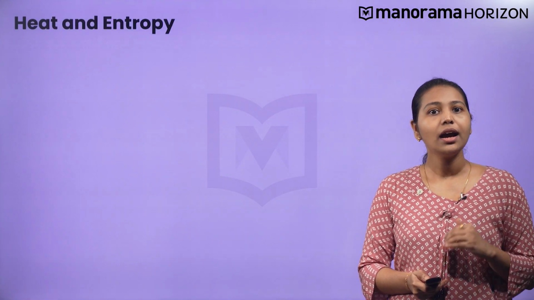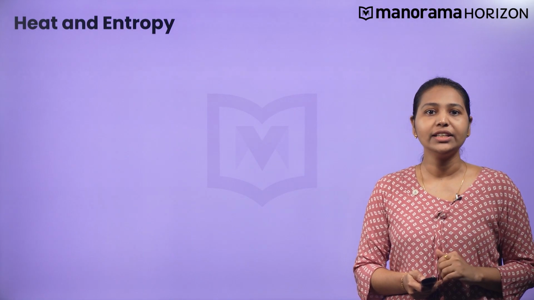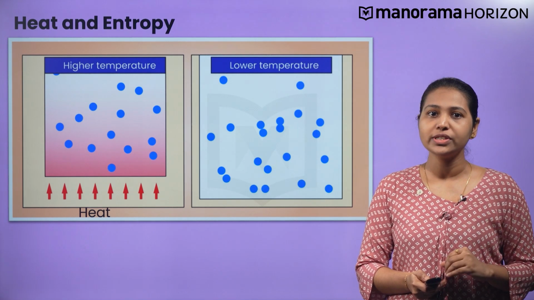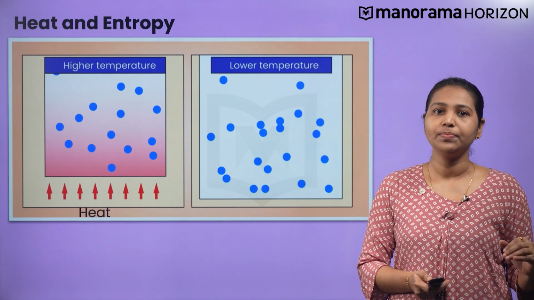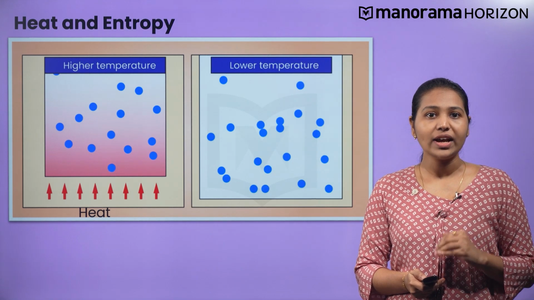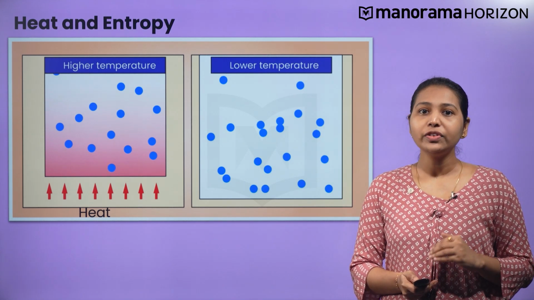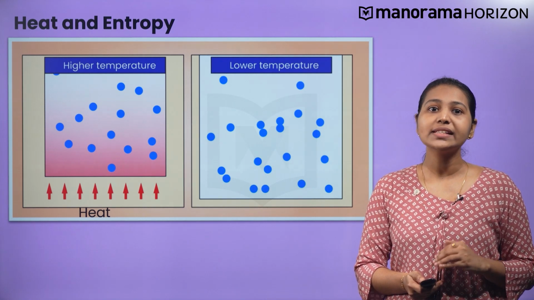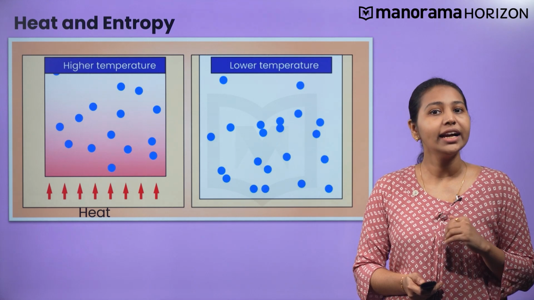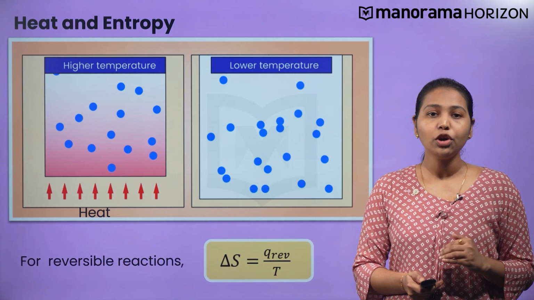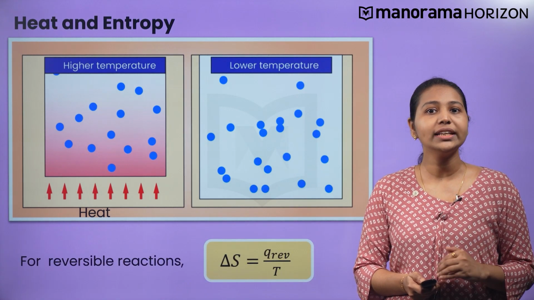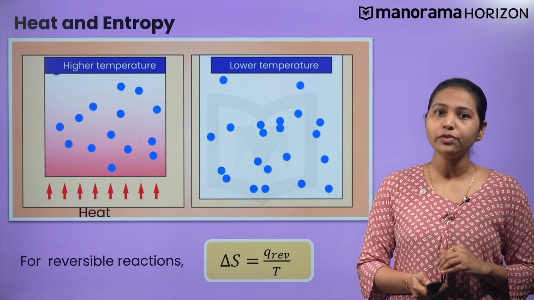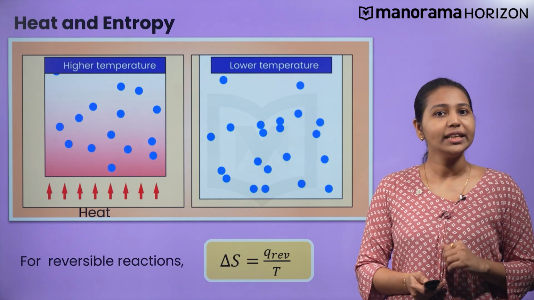Next, let us consider how heat and entropy are related. Whenever heat is added to a system, it increases its molecular motions due to increased kinetic energy. This results in increased randomness in the system. When the same amount of heat is added to a system at a lower temperature, it causes greater randomness than that added to it at a higher temperature. This suggests that entropy change is inversely proportional to the temperature. That is, for reversible reactions, the change in entropy is the ratio of heat absorbed reversibly to the temperature.